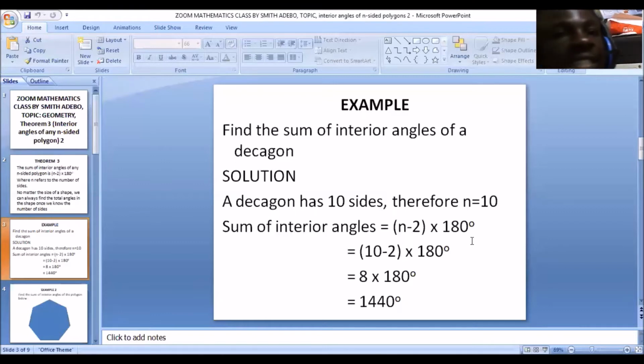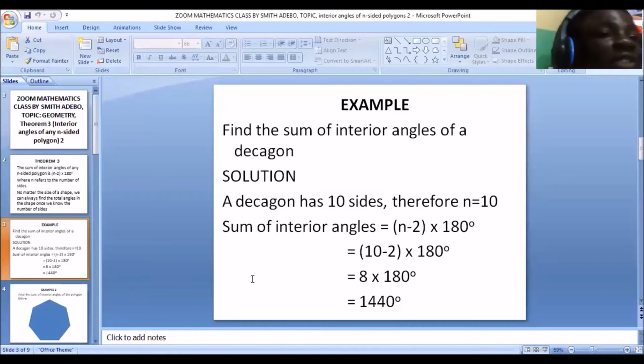The first thing I did was to identify the number of sides in the polygon. The question told us it was a decagon. We had to ascertain that a decagon has 10 sides. From knowing the number of sides, we were able to solve by substituting n for 10, because I said n is equal to the number of sides. Number of sides minus 2 multiplied by 180 degrees gives you your sum of interior angles. Number of sides is 10, minus 2, times 180 degrees gives you your answer. 10 minus 2 is 8, and 8 multiplied by 180 degrees gives you 1440 degrees.